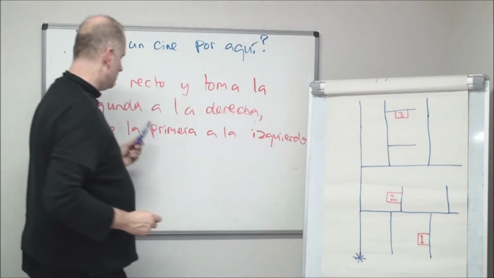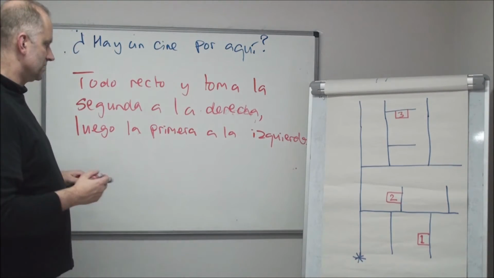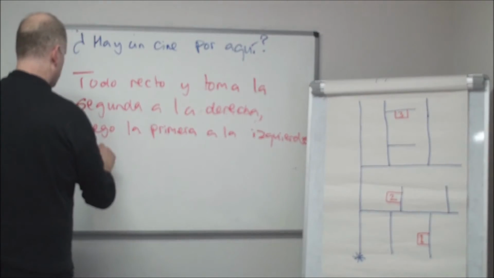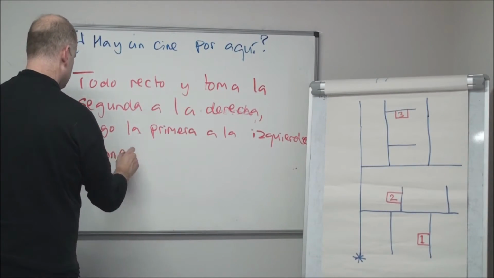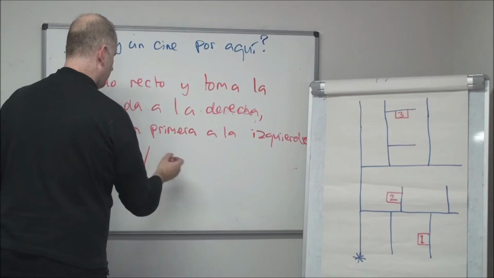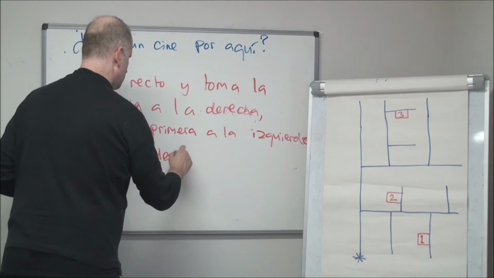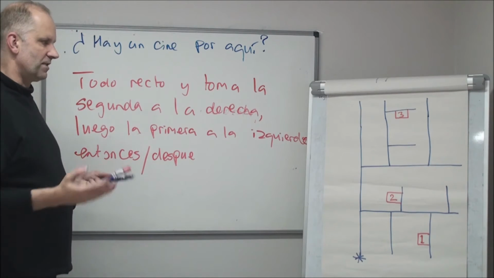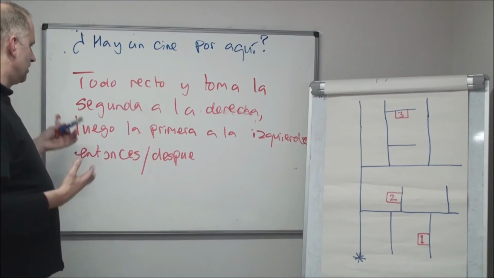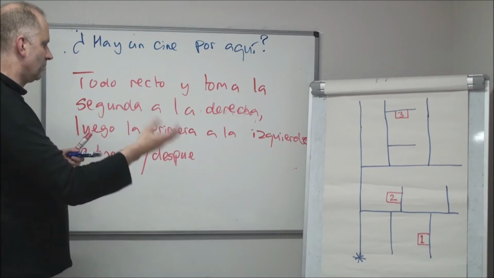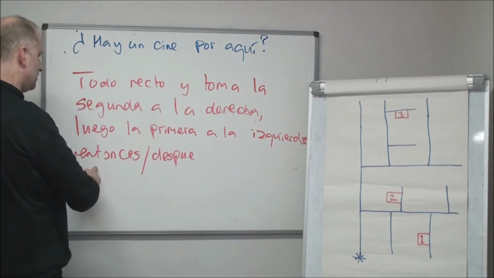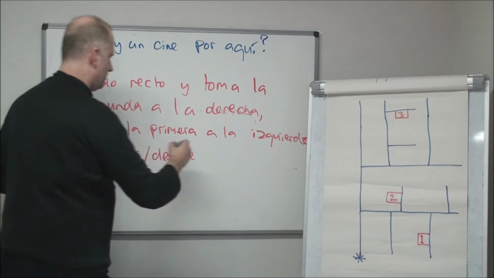You want to say then again, you don't want to keep on using luego. You can say entonces. So another way of saying then would be entonces. Or you can say after, después. So you can mix it up. If it's a lot of turns, obviously you're going to run out of ways of saying then, and you might have to go back to luego.